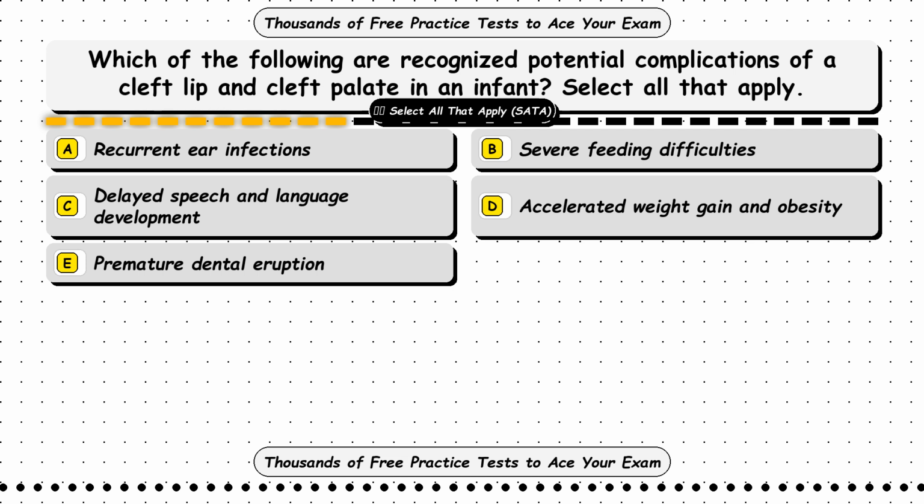Select all that apply. Option A. Recurrent ear infections. Option B. Severe feeding difficulties. Option C. Delayed speech and language development. Option D. Accelerated weight gain and obesity. Option E. Premature dental eruption.